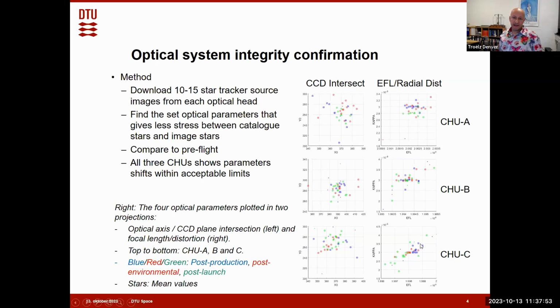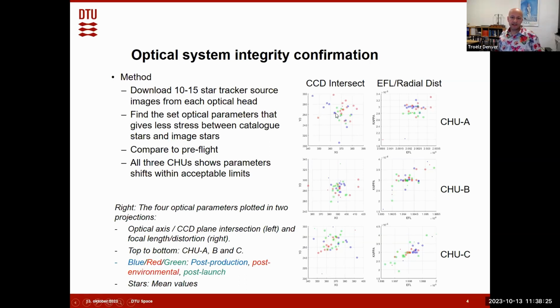There's one for each of the camera head units, and for each one of these images that we acquire, I run a parameter optimization test to get the least stress between the star catalog and the image we observe, and it gives one set of parameters. And if I plot them in these projections, we can easily see that they circle around the same area.